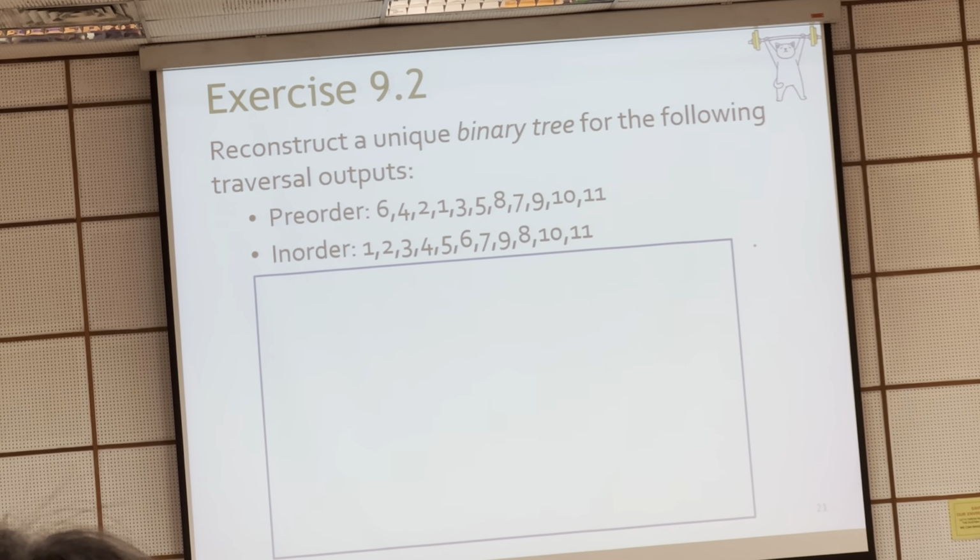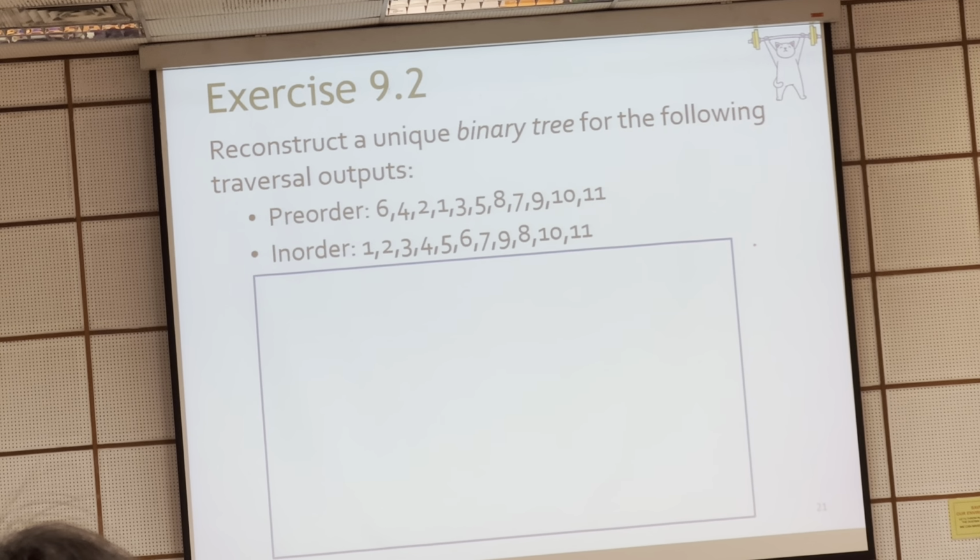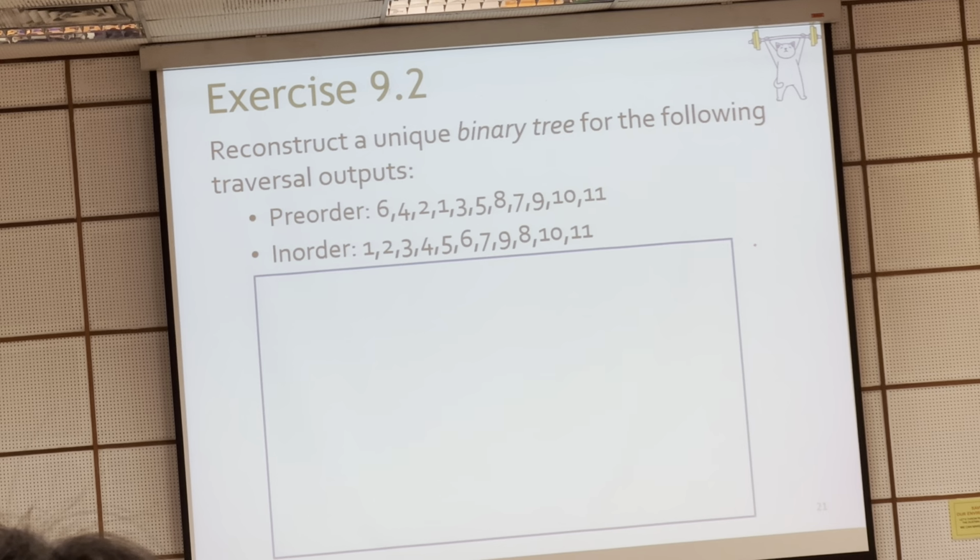How to do this? Pre-order traversal is given. In-order traversal is given. Many students go and draw 2, 3. I don't know how they came up with the 2, 3. It's just 1 tree. We have to use both of these traversals in order to figure out what is the root, what is the left subtree, and right subtree. How do you do this?